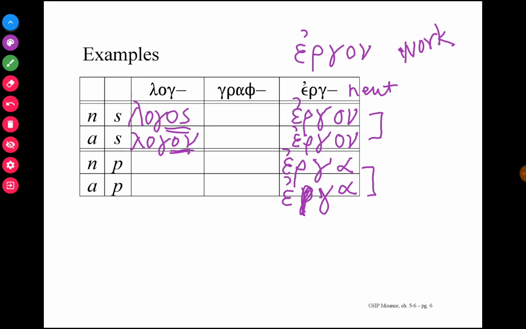So we have this paradigm for the Greek word ergon, and so we have ergon, erga. Can you say that with me? For the paradigm work, its nominative and accusative cases, singular and plural, are ergon, erga, erga.